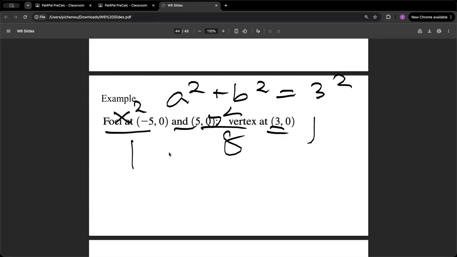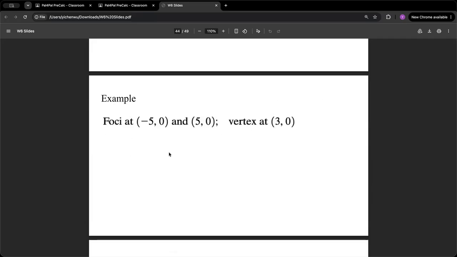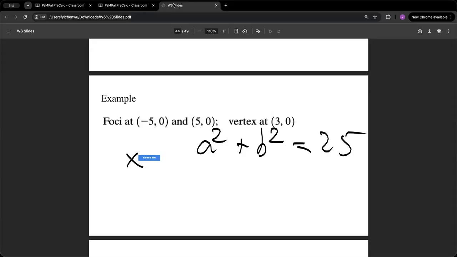Now as for this problem, the foci being at -5 and +5 means that a squared plus b squared equals 25. Since the midpoint of the line segment between the two foci is the center, the center is just (0, 0). The vertex at (3, 0) means that it is an x-axis centered hyperbola, so a squared is 9. So we just get x squared over 9 minus y squared over 16 equals 1.